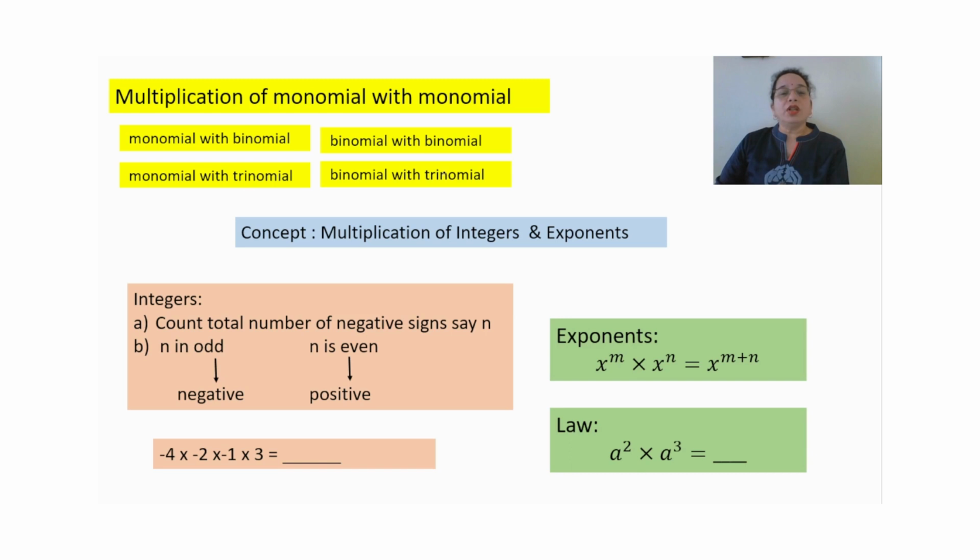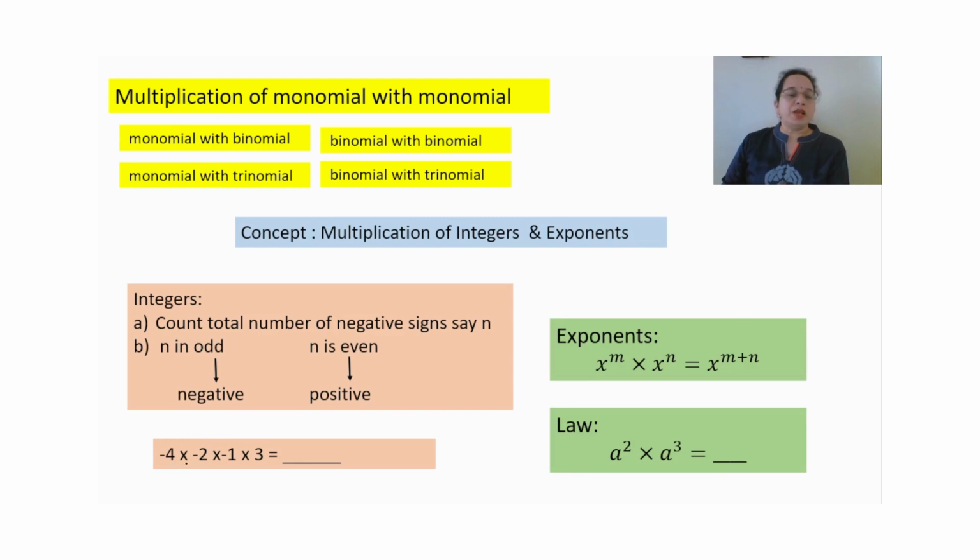So for all these concepts, all this multiplication, all this topic, we require the concept of multiplication of integers and exponents. Already these two topics I have covered. So what is multiplication of integers? What we do, we count the total number of negative signs, say n. If n is odd, the answer will be negative. If n is even, the answer will be positive.